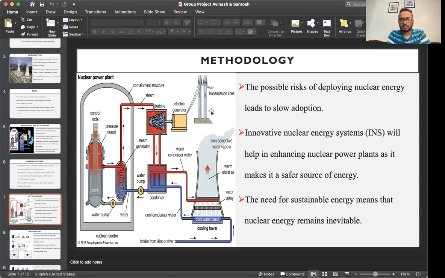Okay, let's talk about the methodology. The possible risks of deploying nuclear energy lead to slow adaptation. The Innovative Nuclear Energy System (INES) will help in enhancing nuclear power plants as it makes them a safer source of energy. The need for sustainable energy means that nuclear energy remains inevitable. So if we follow the innovative nuclear energy system approach, then of course, one day nuclear power plants will be a very safe source of the electricity that we use in our household.